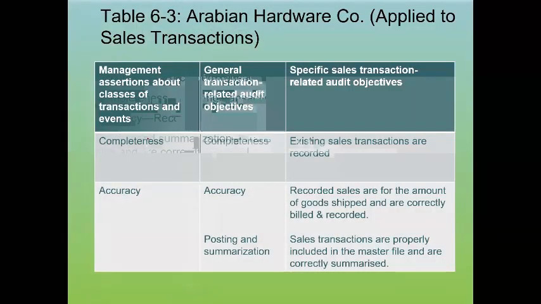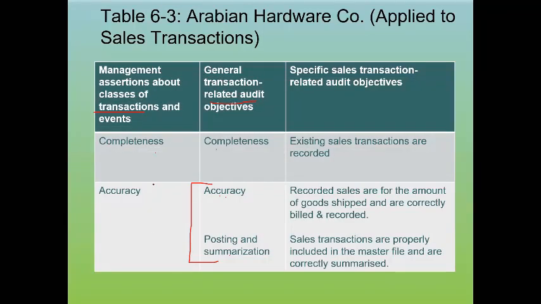This is the management assertion about transaction, as we said, and compared to the transaction related audit objective. Completeness is the same, but to be applied on balances. Type. Accuracy is the same, to be taken into consideration in transaction, taking into consideration posting and summarization. Under transaction we have accuracy and posting and summarization. For me, in the transaction, we have only accuracy.